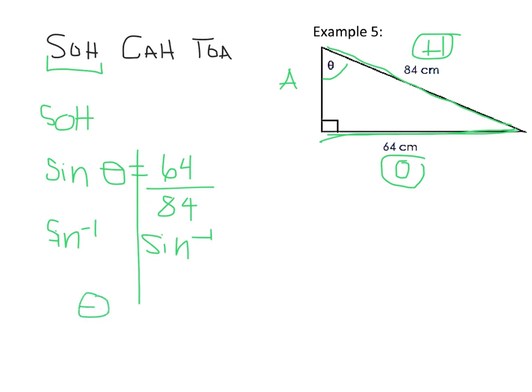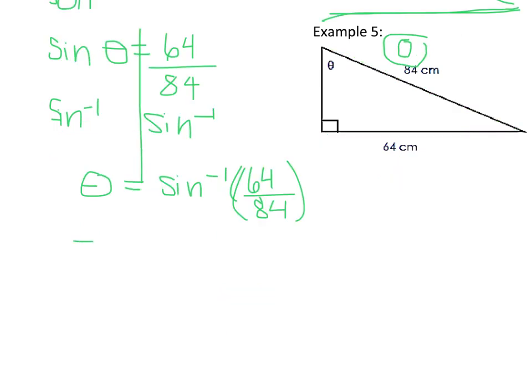So then theta equals inverse sine. You have to have this part written first and typed in your calculator first. You can't have it afterwards or it won't understand what you're looking for. 64 over 84. You should just type it in the calculator just like I write. Alright, so inverse sine of 64 divided by 84. So theta is about 50 degrees.